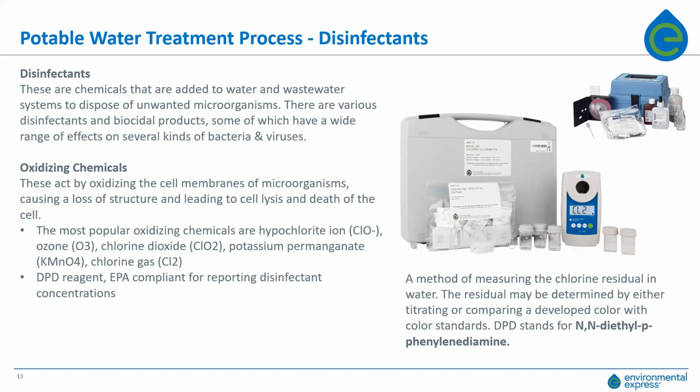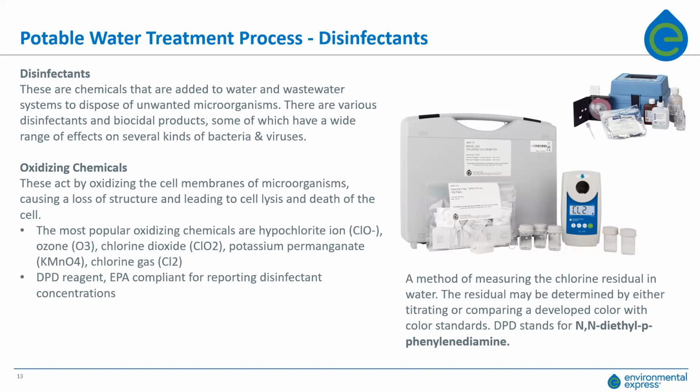The key here is that you want to use a fairly strong oxidizer, like sodium hypochlorite or calcium hypochlorite. This will kill the bacterial and viral components. These act by oxidizing the cell membranes of microorganisms, causing a loss of structure and leading to cell lysis and the death of the cell. Some of the most popular chemicals are, as I mentioned, the hypochlorites, ozone, and chlorine dioxide. Potassium permanganate isn't used as much anymore, and fortunately, neither is chlorine gas.